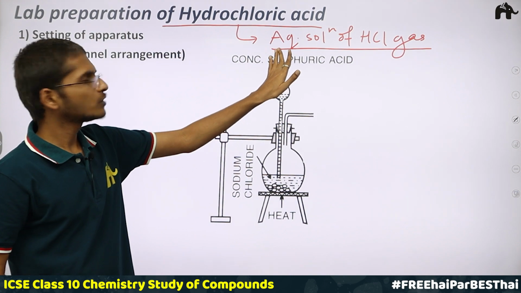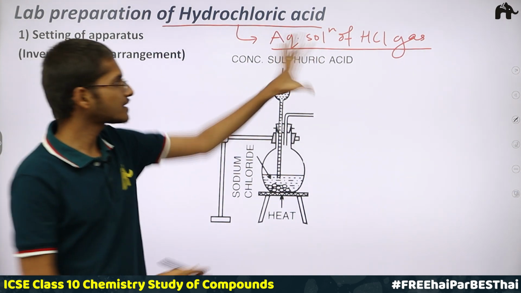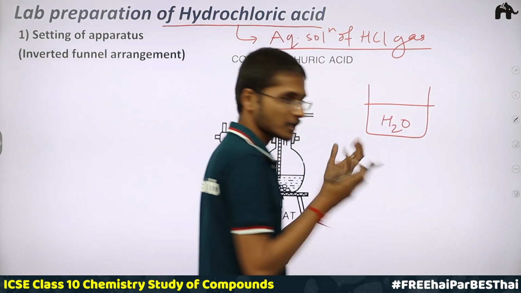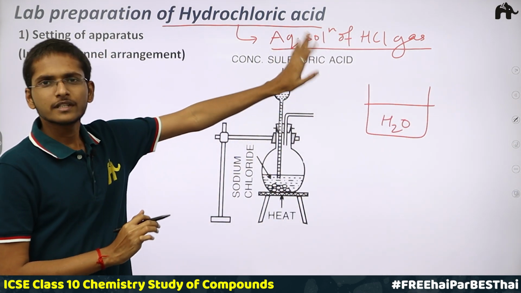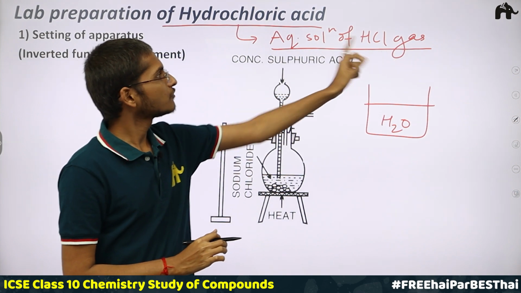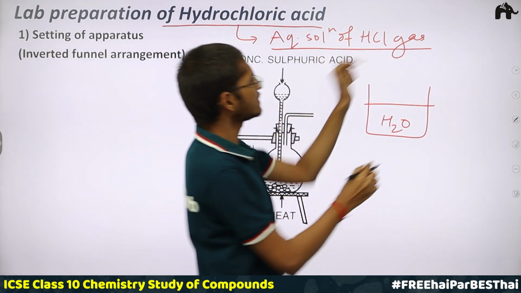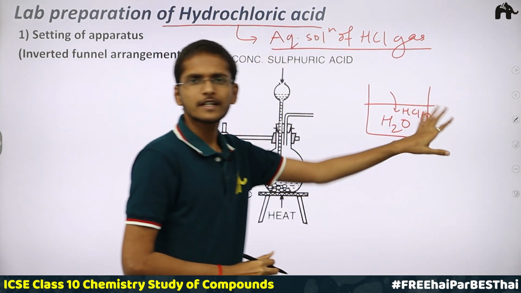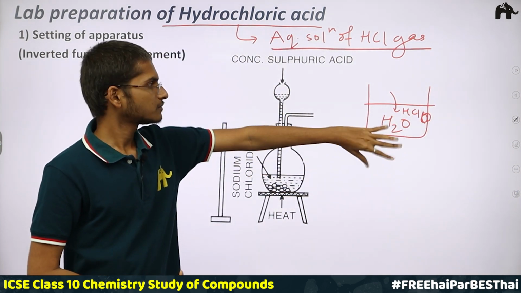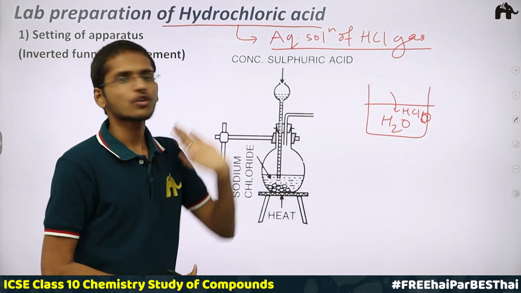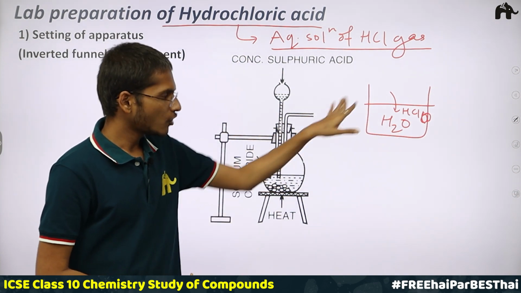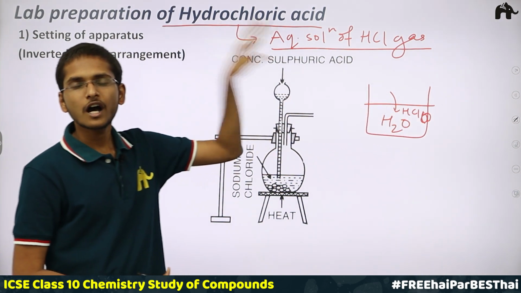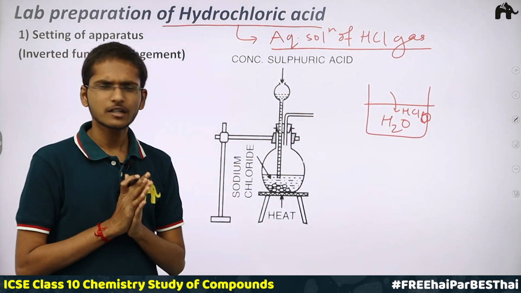We know that whenever the word aqueous is used in front of solution, this means that the solvent is water, H2O, our favorite solvent. Now there is a solution of HCl gas with water, so this means that our HCl gas is a solute. This solution of HCl gas, which has water as a solvent, is called hydrochloric acid. Clear with this part? So that is what hydrochloric acid is.